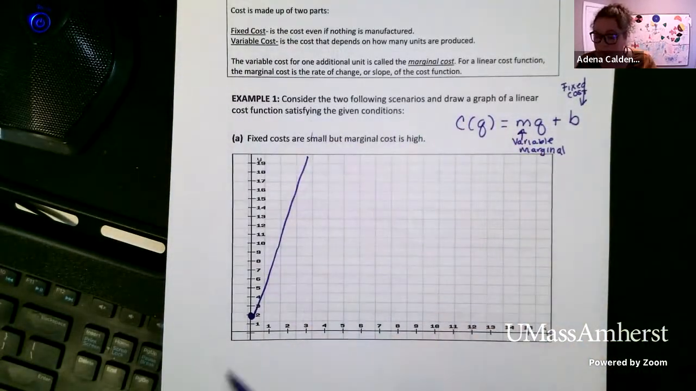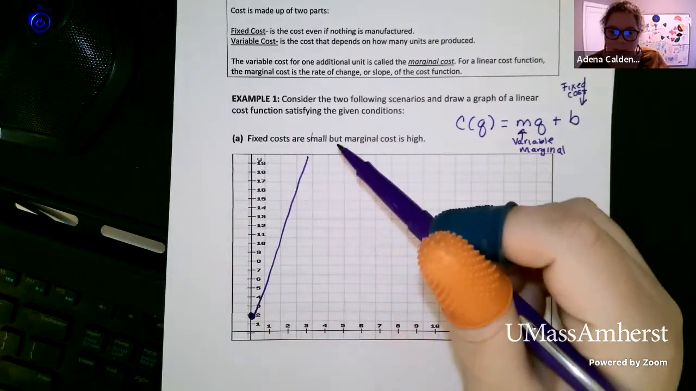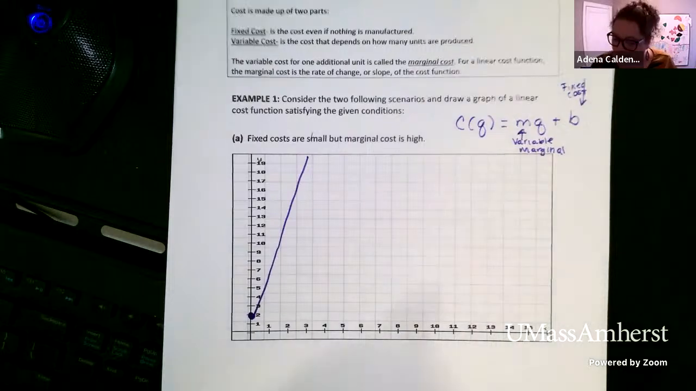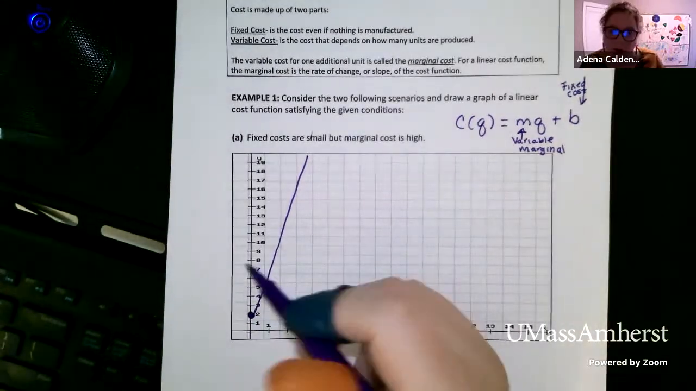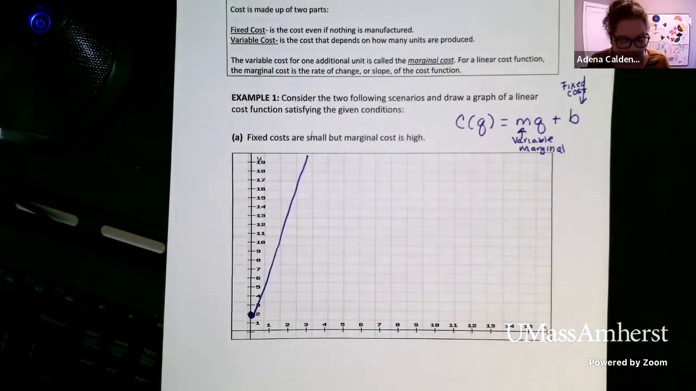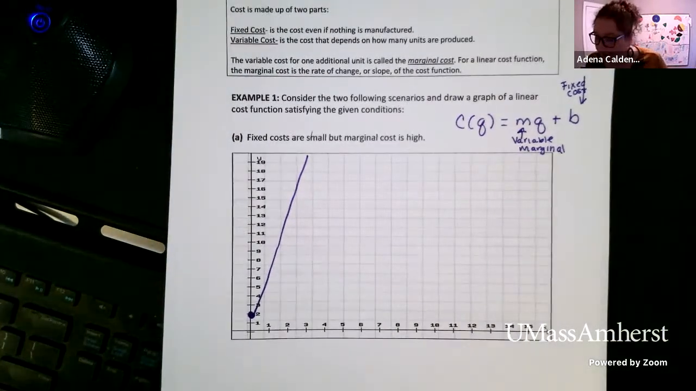It doesn't have to look exactly like mine. Yours might be slightly less steep or cross through somewhere around here. But those are the general conditions. We should cross somewhere in the bottom part of the graph, and then our slope should be steep in the positive direction because our cost will go up as we make more and more.